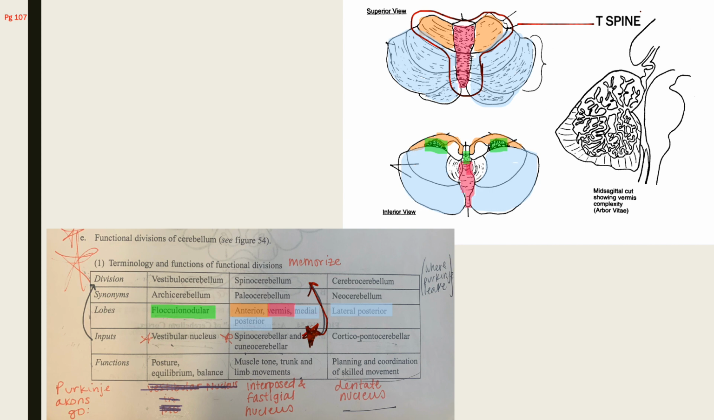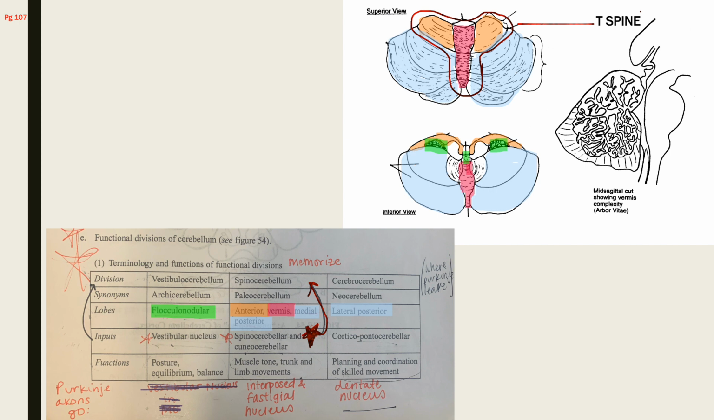And then I call it T-spine because of spinocerebellum, or it's coming from the spinocerebellar tract. And then from there, you just have to remember the cuneocerebellar tract is also an input for that. And then for me, when I was studying, I remembered vestibular, so I thought posture, equilibrium, balance. So then when I thought spine, I thought what's something that goes along with it, and it just kind of made sense to me that muscle tone, trunk, and limb movements came from that, because the trunk is kind of where your spine is at. I don't know. Hopefully that helps you guys.